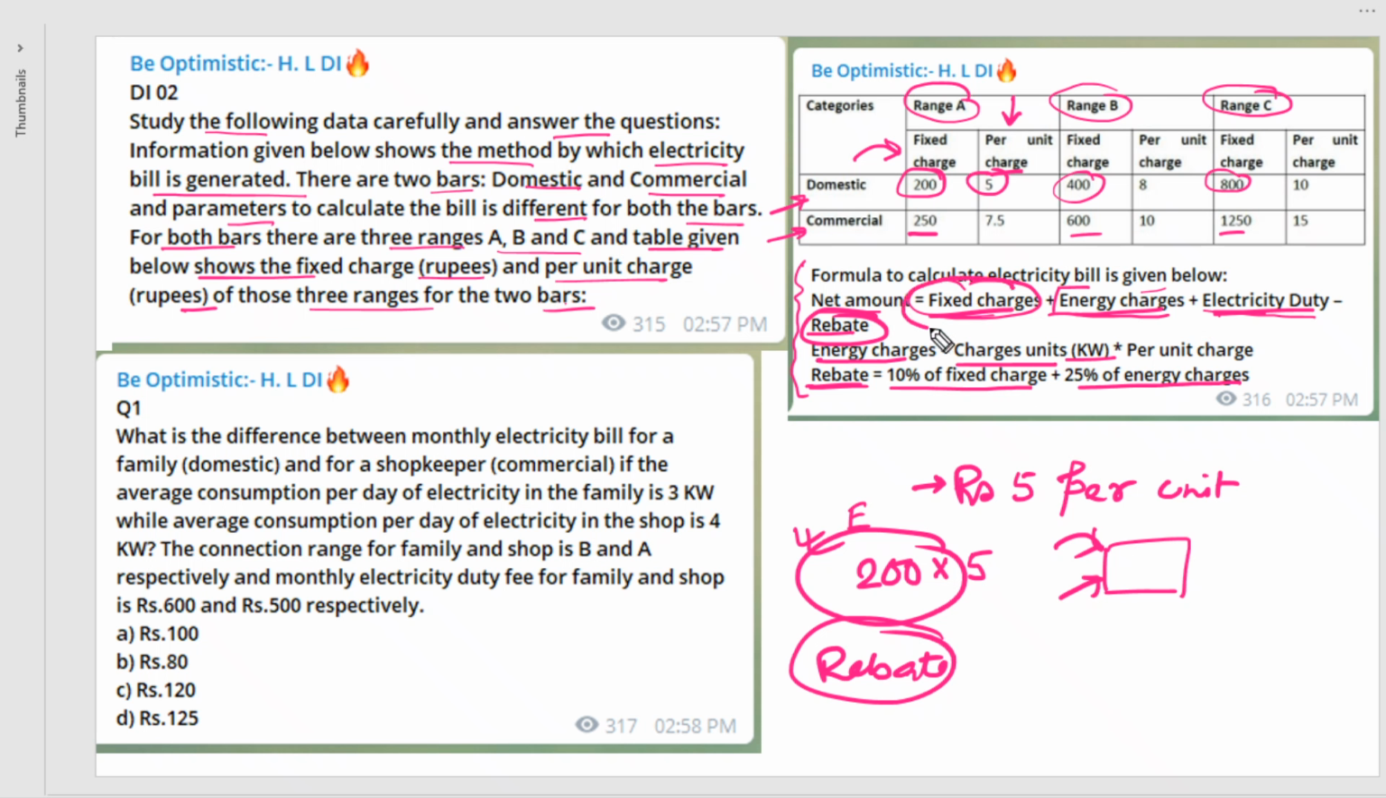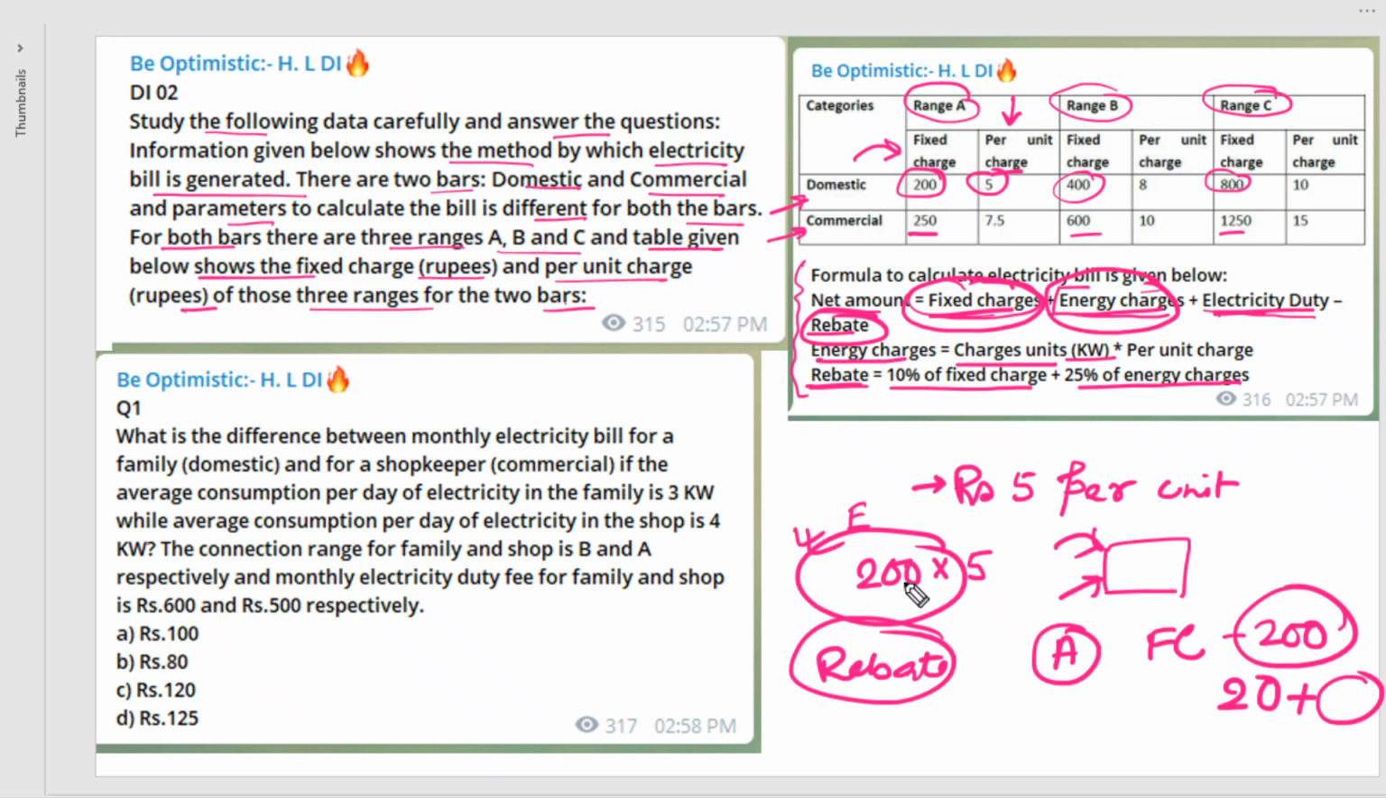Okay, so there is some fixed charge, like 200. If you take range A for domestic, the fixed charge is 200. Okay, so the rebate is 10% of 200. 10% of 200 means 20, plus 25% of the energy charge, that is, what you consumed.